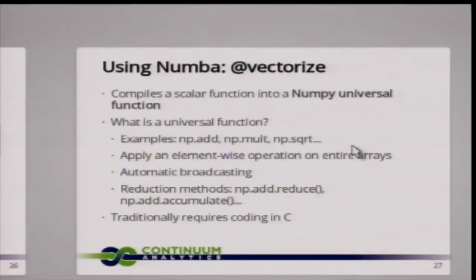NumPy comes with a fixed set of universal functions: add, multiply, square root, and so on. Traditionally, if you want to write your own universal function, you have to code in C. You write your inner loop in C with a specific C API provided by NumPy, you compile it against the right NumPy version, and you get your universal function. So it's not very convenient, and users don't do that. Using Numba, you can write the element-wise function in pure Python, put the vectorize decorator on it, and it will generate the ufunc.